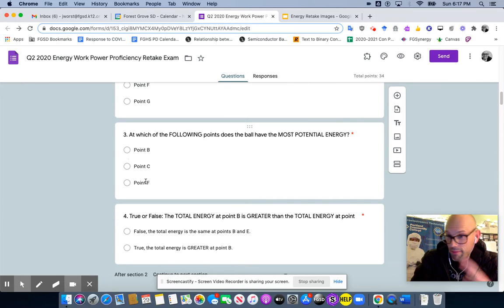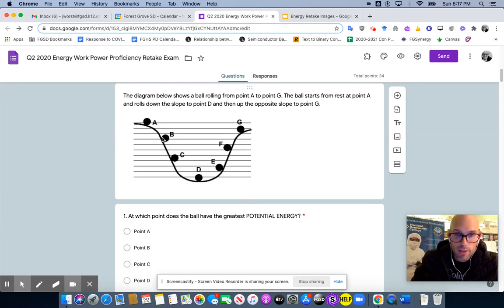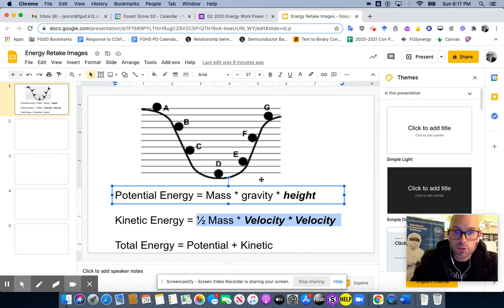B, C, or F? Okay, so I'm not giving you all the points here. B, C, or F. So this point, or this point. At which point does it have the greatest potential energy? And remember, potential energy is right here. Mass times gravity times height. So which point does it have the greatest potential energy? B, C, or F?